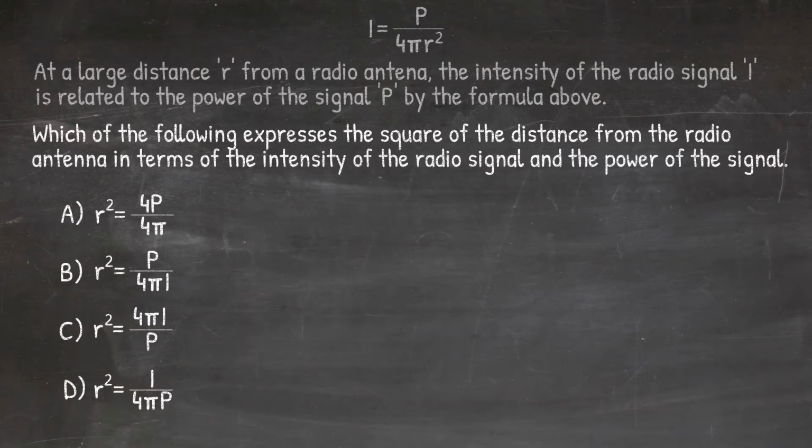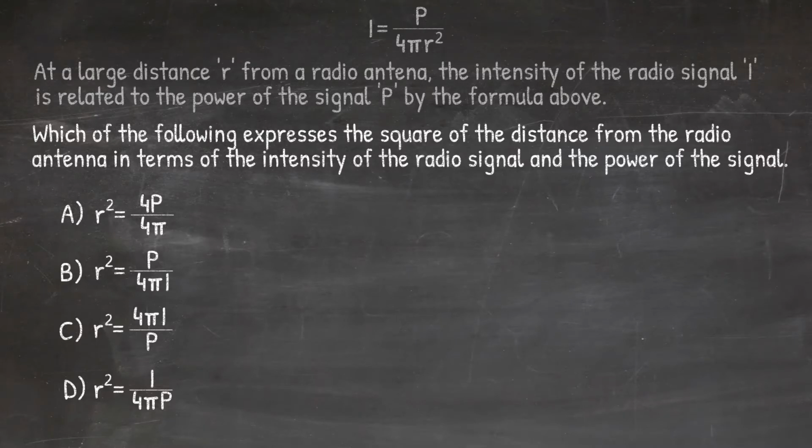At a large distance r from a radio antenna, the intensity of the radio signal I is related to the power of the signal P by the formula above. Which of the following expresses the square of the distance from the radio antenna in terms of the intensity of the radio signal and the power of the signal?